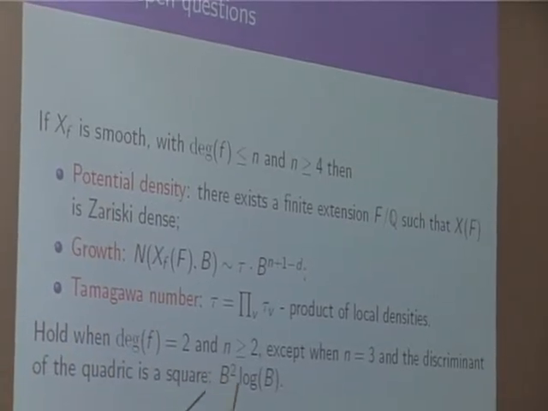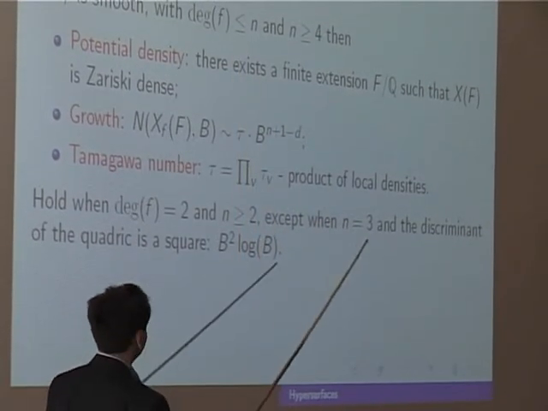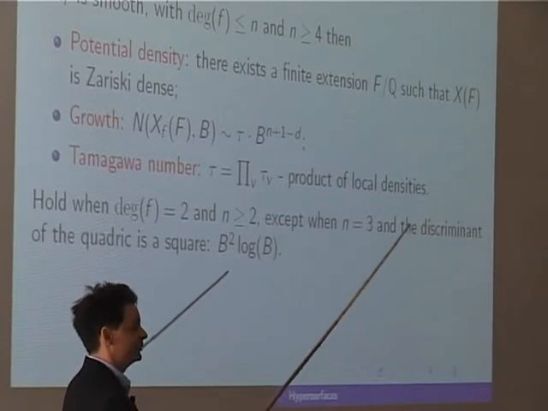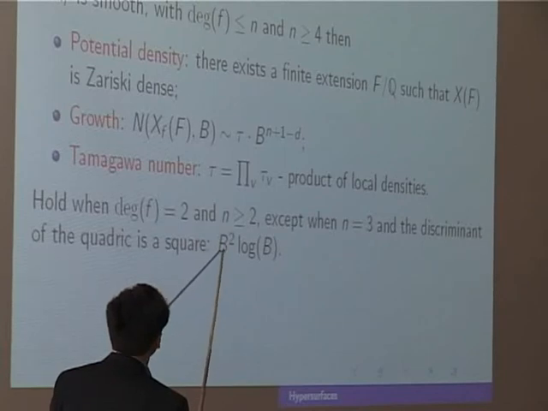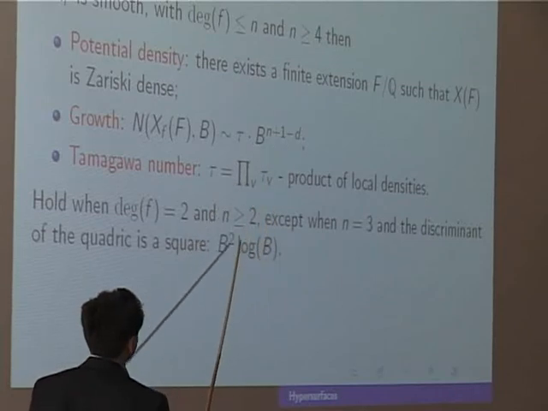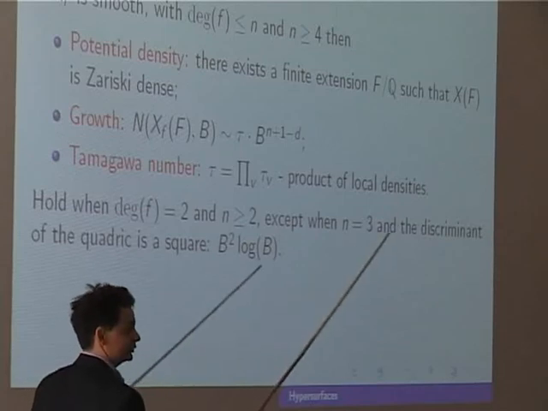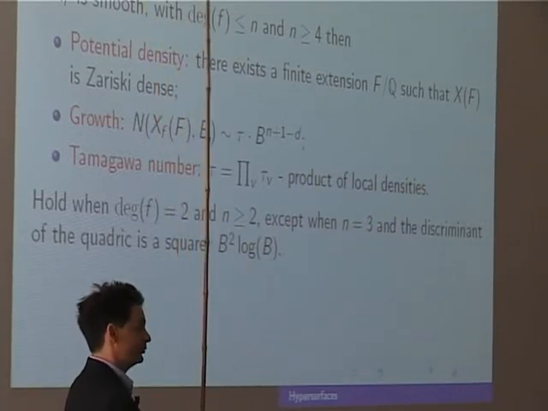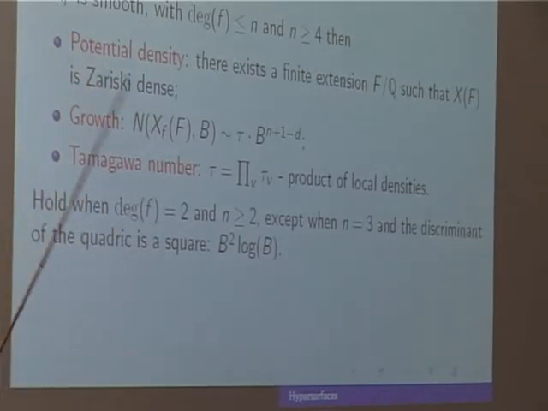Well, it's okay, except that when you have P3 and a quadric that happens to be a product of P1s, P1 times P1 over the ground field, a split quadric, then with respect to the standard height you get B squared points, so 3 plus 1 minus 2, but there is a log contribution. And the log contribution comes from the rank of the Picard group being 2. But in degree bigger or equal than 3, this is what we would expect in higher dimensions.